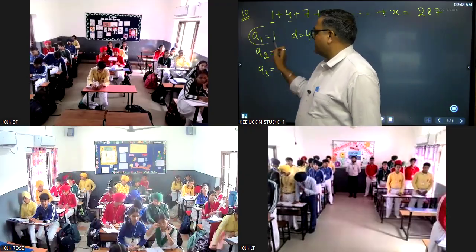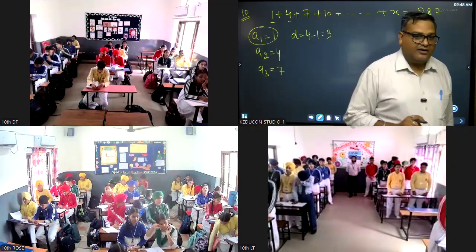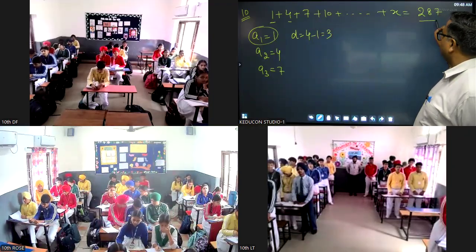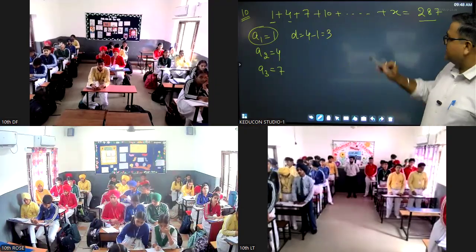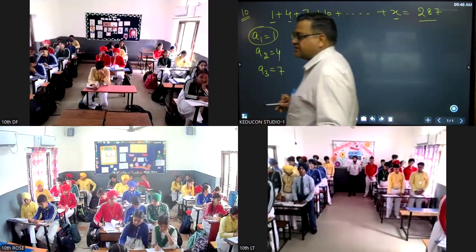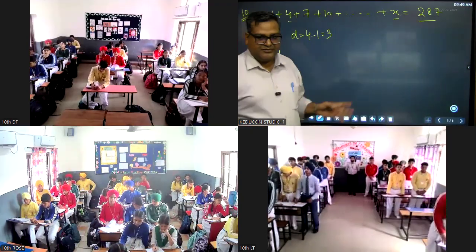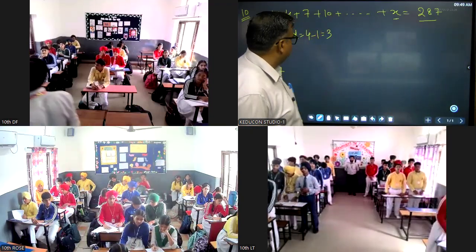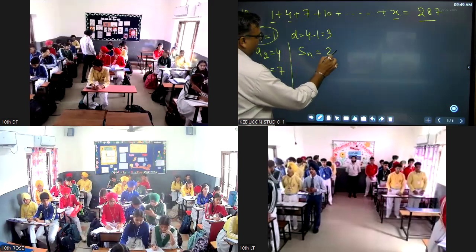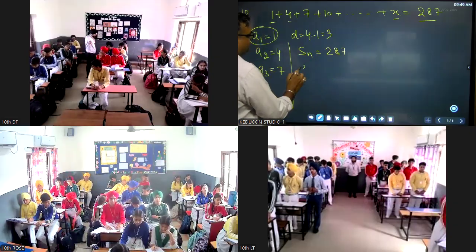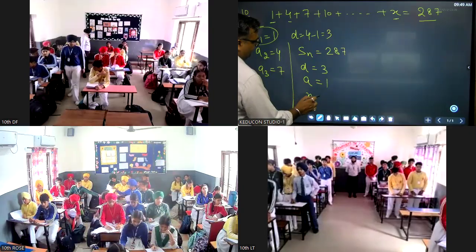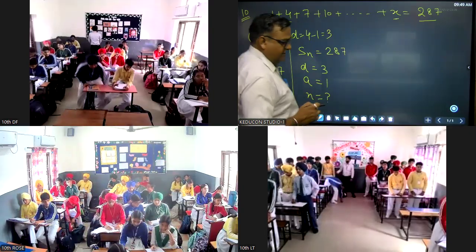First term is a. First of all, what is given? The sum of this series is equal to 287. It means we have to find x. Now to find x, first we need to find the number of terms. How can we find the number of terms? The sum of the terms is given, 287. d is given 3. a is 1. So we have to find n first. How to find n?